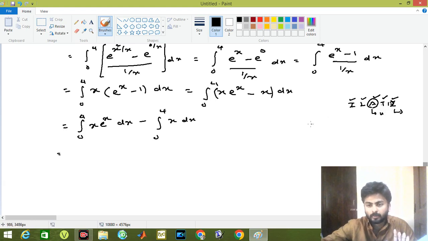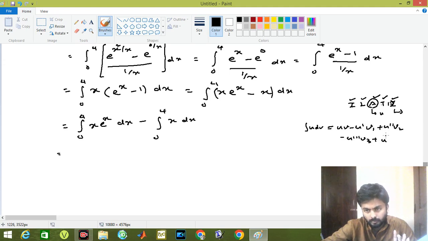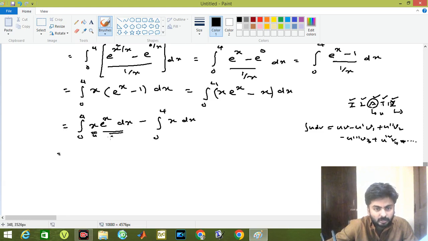So in Bernoulli's formula, integral u dv equals uv minus u dash v1 plus u double dash v2 minus u triple dash v3 plus u fourth derivative v4 minus, etcetera. We can solve the integration this way until the derivatives of u completely vanish, that is, until the derivative of u becomes 0, and then we can stop. So I'm writing here, x is called u and e power x dx is called dv.